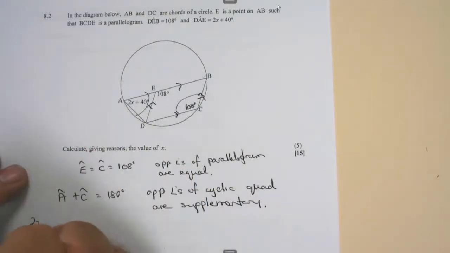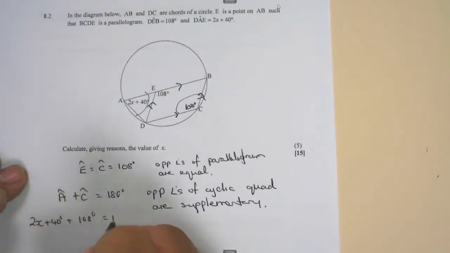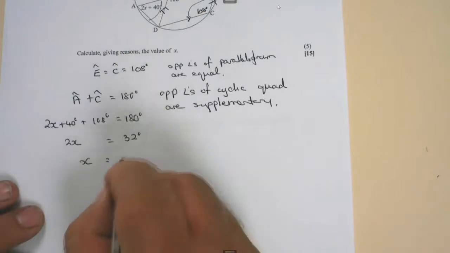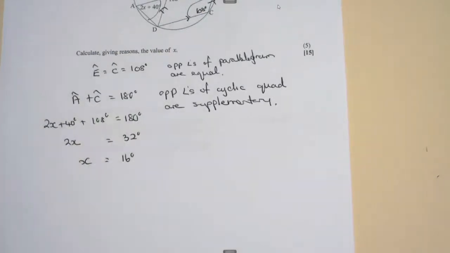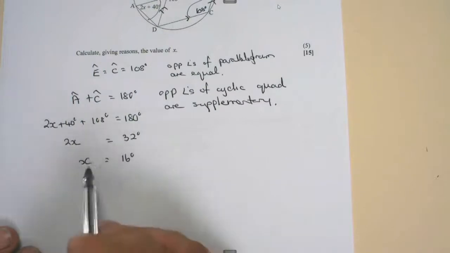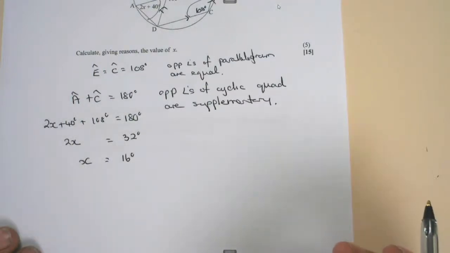So here we say 2x plus 40 degrees plus 108 degrees is equal to 180 degrees. So 2x is equal to 180 minus 148, which is equal to 32 degrees. Therefore, x is equal to 16 degrees. Let's go again. We said 180 minus 148 is equal to 32. If you divide both sides by 2, then x is equal to 16 degrees.